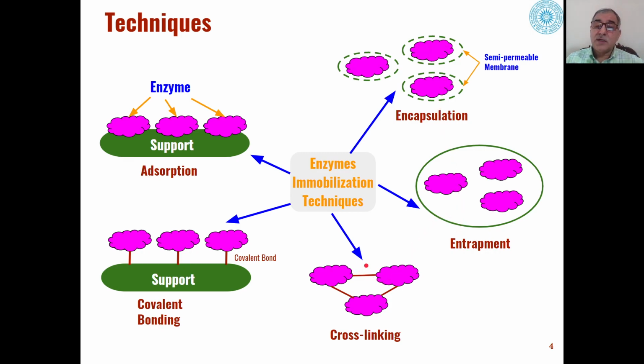And then another category of immobilization is cross-linking. Cross-linking is when different enzymes or protein molecules are cross-linked through some linkers, which may be chemical compounds, to form bonds in a three-dimensional structure. This type of linkage is called cross-linking immobilization.